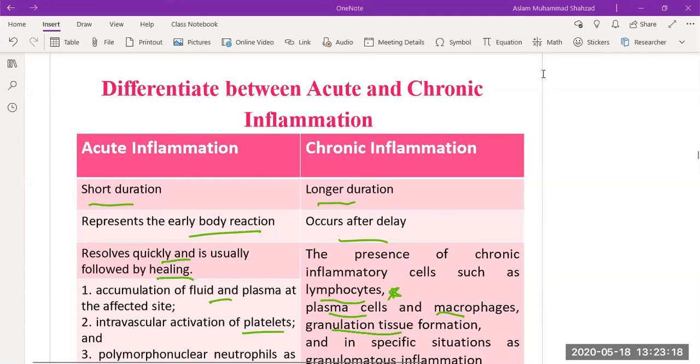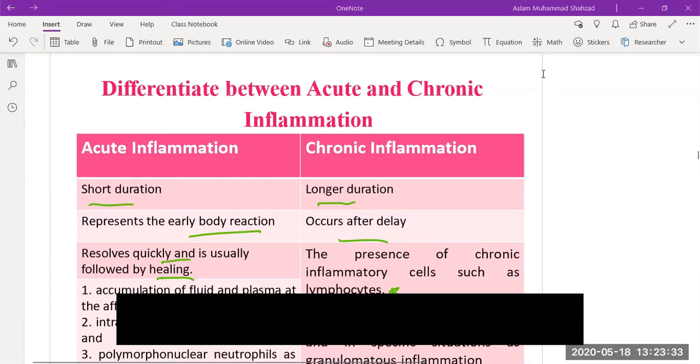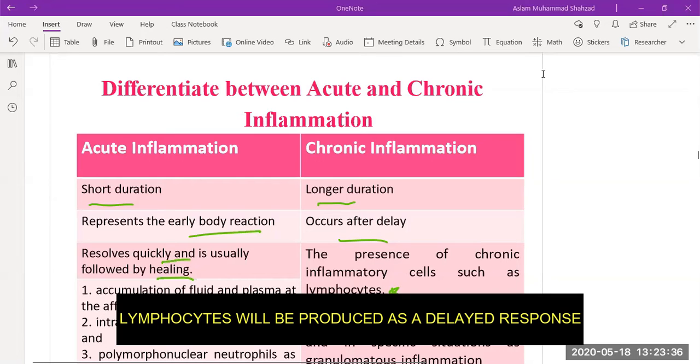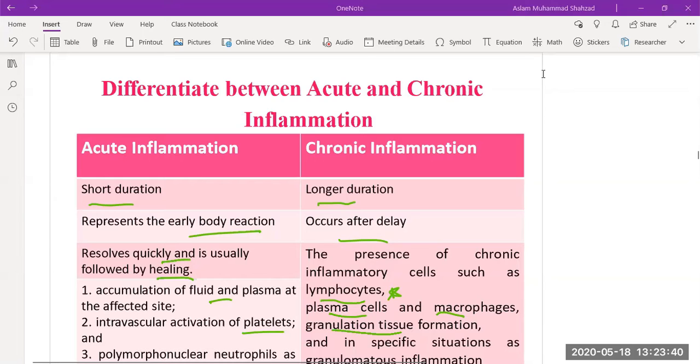Actually, neutrophils are the initial sign of infection. For example, when infection occurs, the neutrophils will migrate to the site of infection to kill the microorganisms. So, this is the initial stage. And lymphocytes will be produced as a delayed response, especially in chronic inflammation.